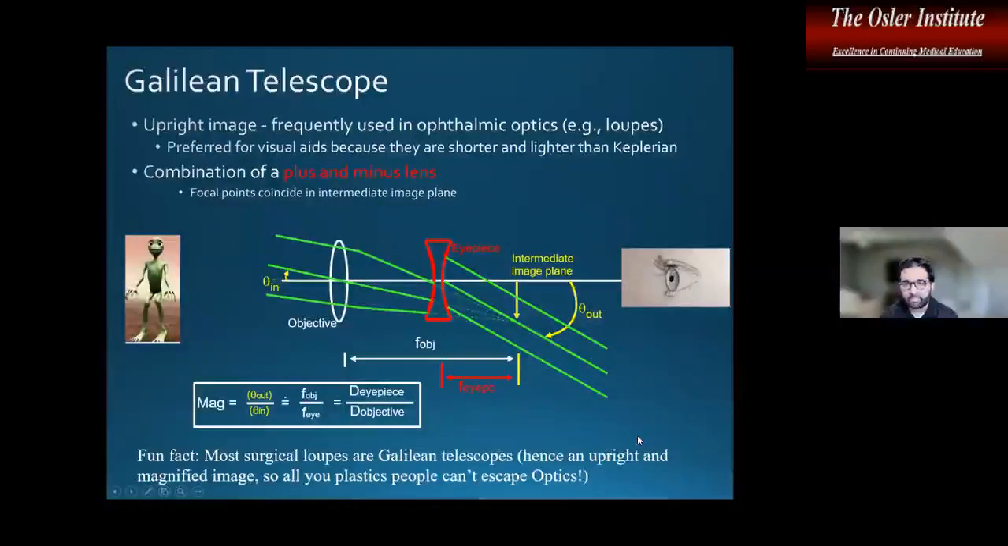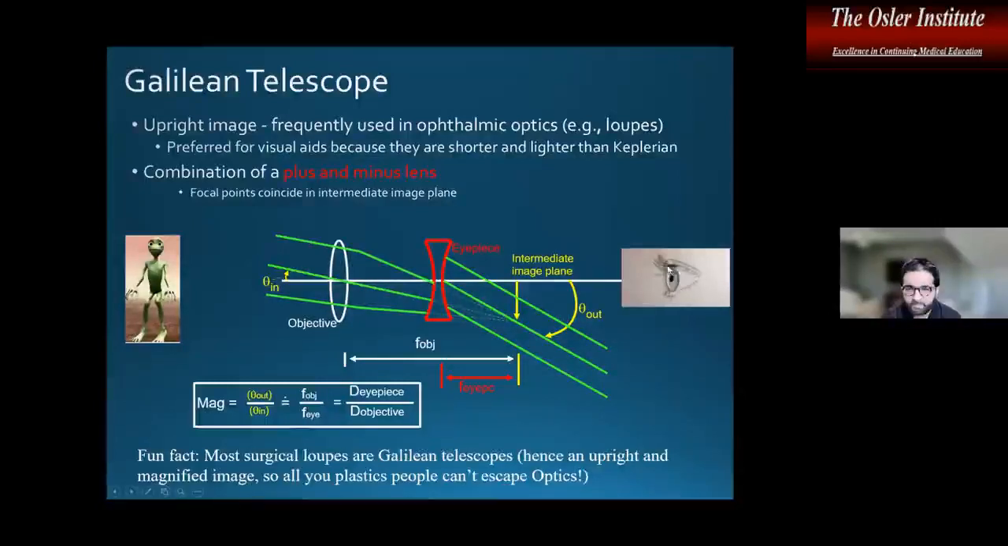A Galilean telescope is going to give us an upright image. It is more frequently used in ophthalmic optics, such as in loupes. And it's preferred for visual aids because they are shorter and lighter than Keplerian. It is going to be a combination of a plus lens and a minus lens.